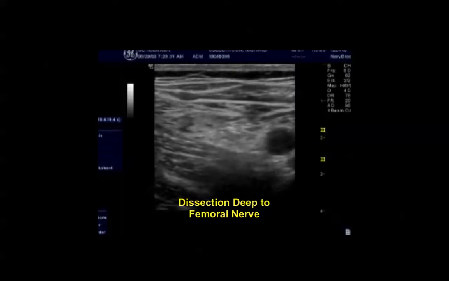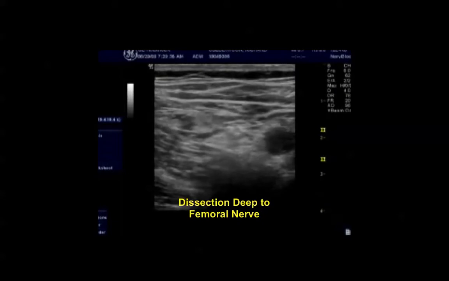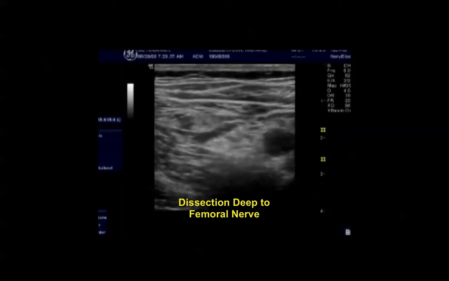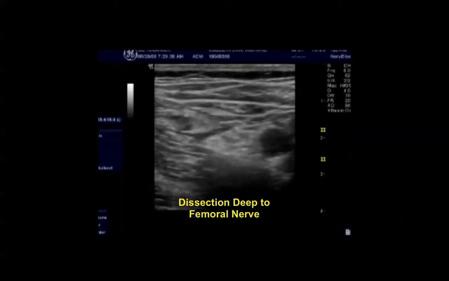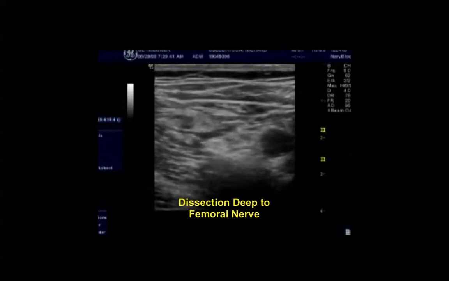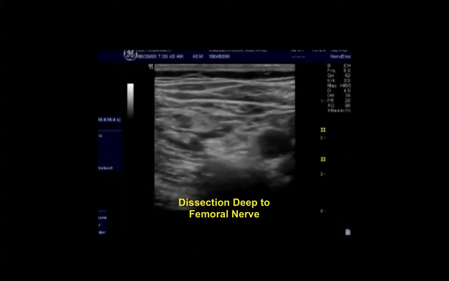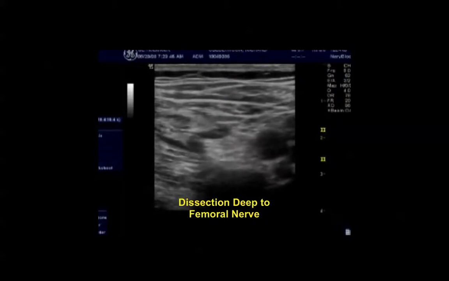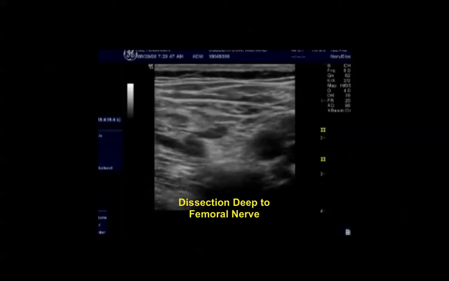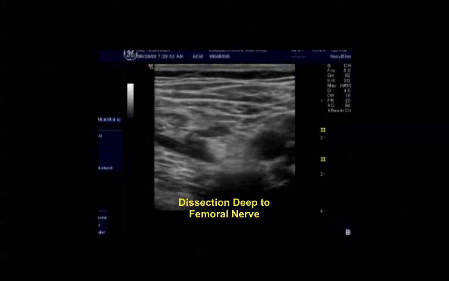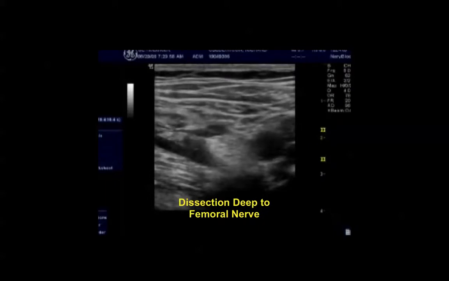So this tissue plane is probably between the investing fascia of the iliopsoas muscle and the iliopsoas muscle. You're going to see the local go deep to the femoral nerve and deep to the femoral artery here as well. So there it goes. Once again, this technique is also successful. There you see the tissue plane passing deep to the nerve and deep to the femoral artery.